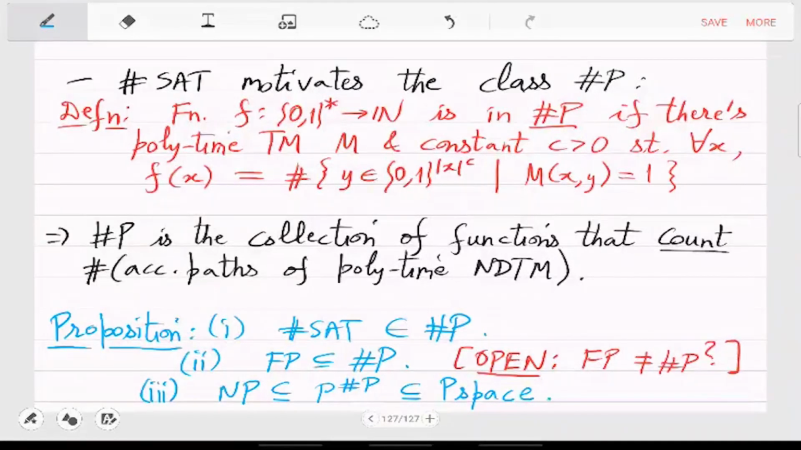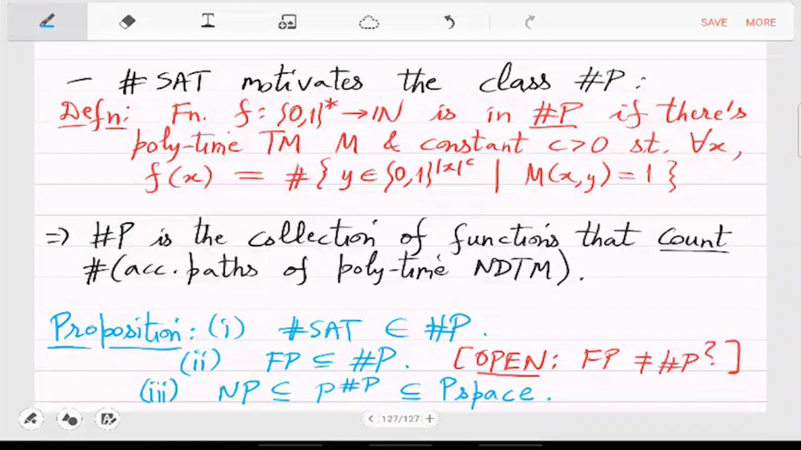So last time we started defining complexity classes to capture counting, right? So the primary counting problem is #SAT, which is a functional problem. It takes a Boolean formula and it outputs how many satisfying assignments there are of this Boolean formula phi.